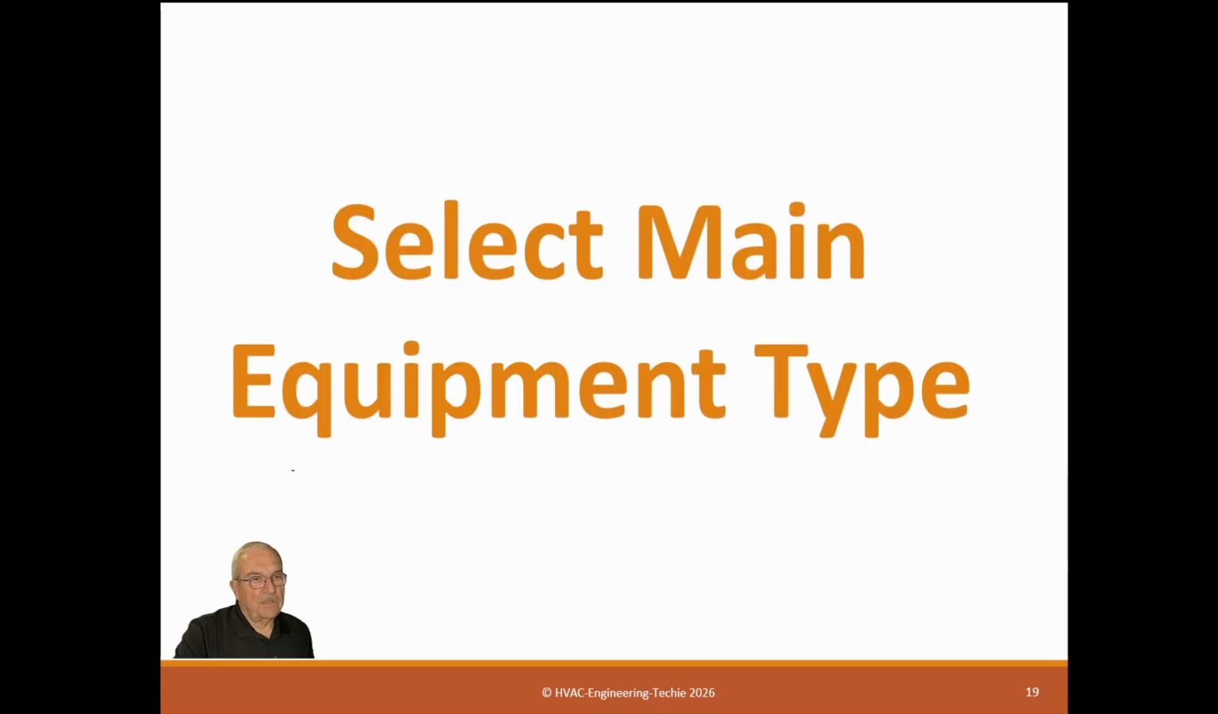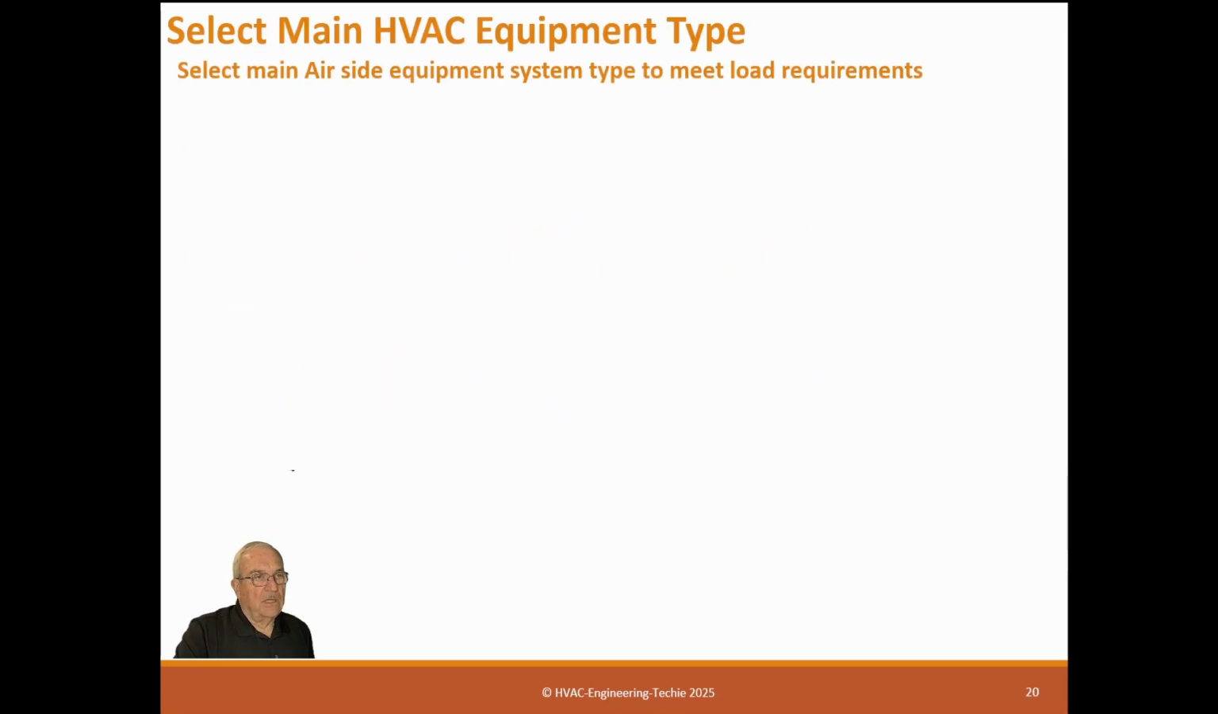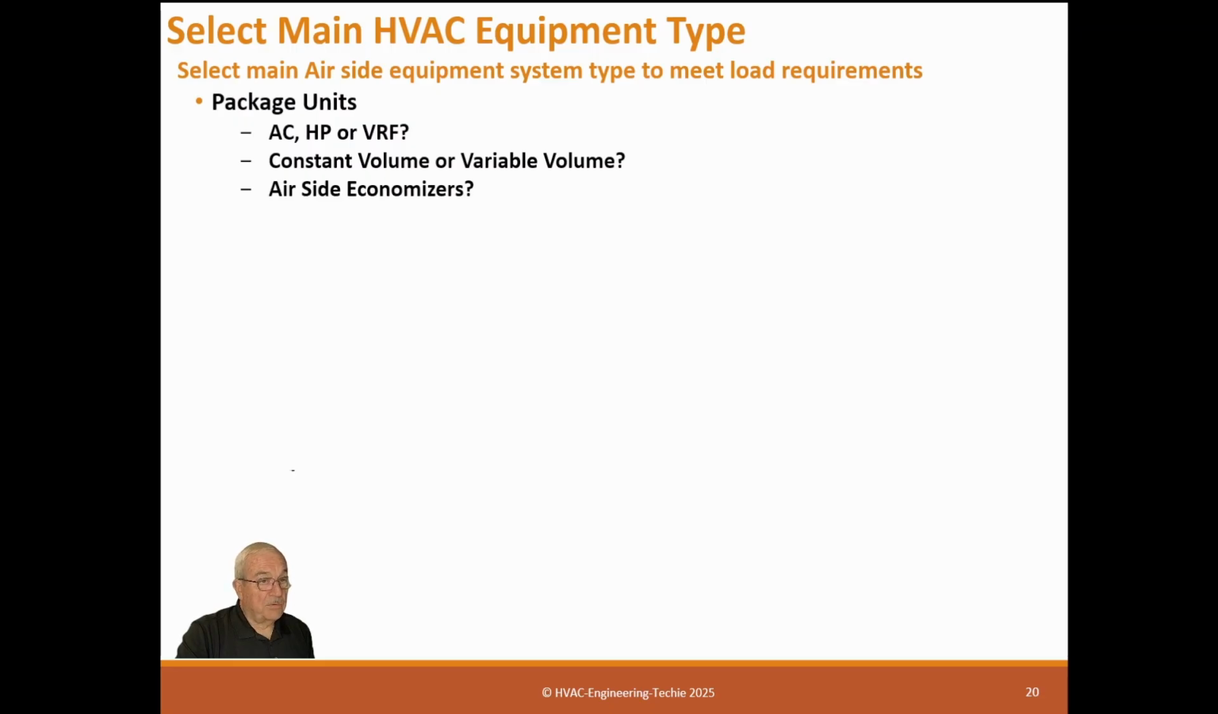So then it comes time to select the main equipment type. Select main airside equipment system type to meet load requirements. So you have package units, AC, air conditioning, heat pumps, or variable refrigerant flow, VRF. Constant volume or variable volume, those can all be any one of those. Air side economizers, we're going to use that. Outside air unit or utilize DOAS units. So you're going to put outside air on each unit, you're going to have a DOAS unit, you're going to have an ERU unit. What are you going to use?